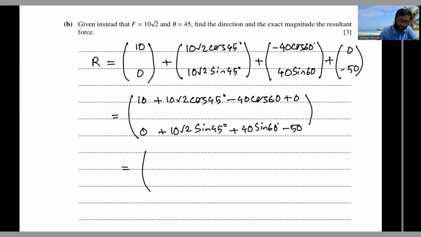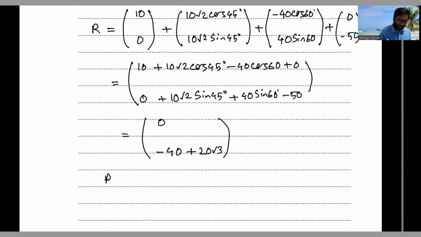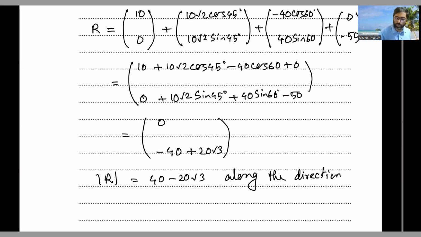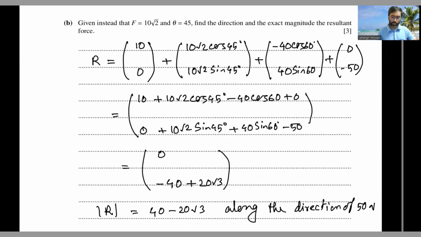So we have x component equal to 10 plus 10 minus 20, that is 0. The x component is 0, and the y component is 10 minus 20 root 3 minus 50. So the magnitude is 40 plus 20 root 3, and it is negative, acting vertically downward along the direction of the 50 Newton force. Okay, that's the magnitude of the resultant and the direction.